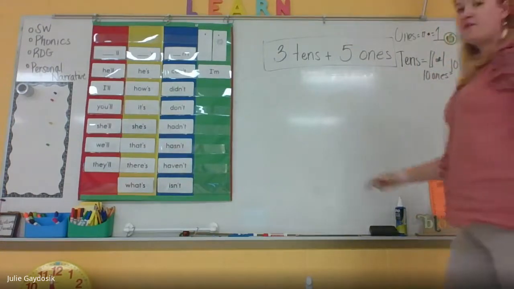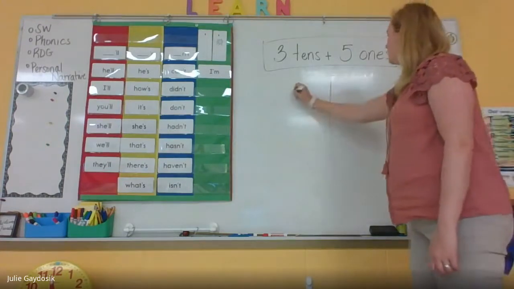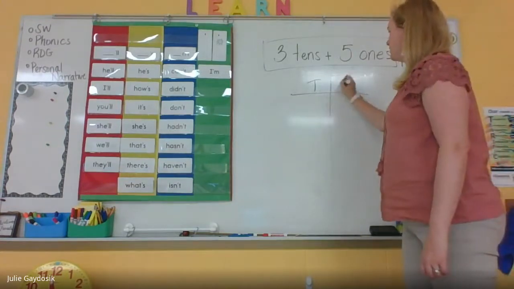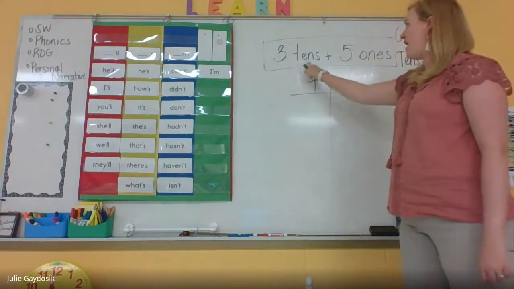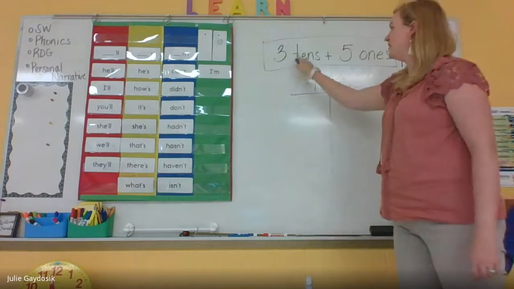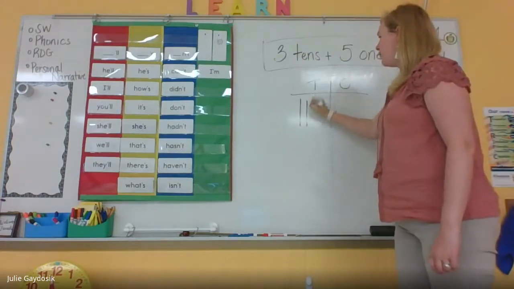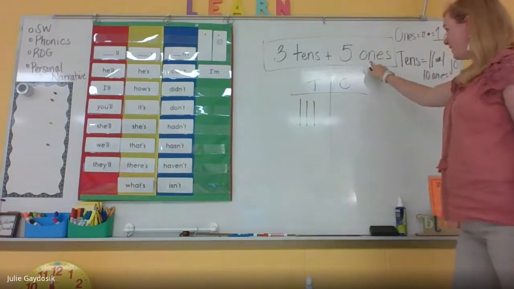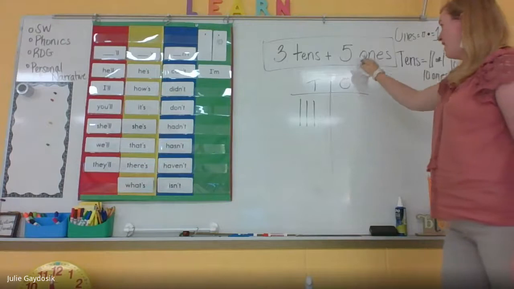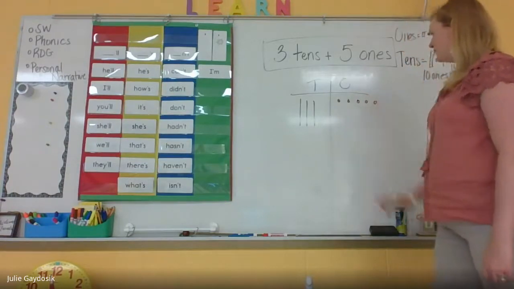So if I had 3 tens and 5 ones, what I could do is draw my tens and ones chart, and I see I have 3 tens. This is a T, 3 tens. So I'm going to draw 3 sticks. And then I have 5 ones. So I'm going to draw my 5 ones.